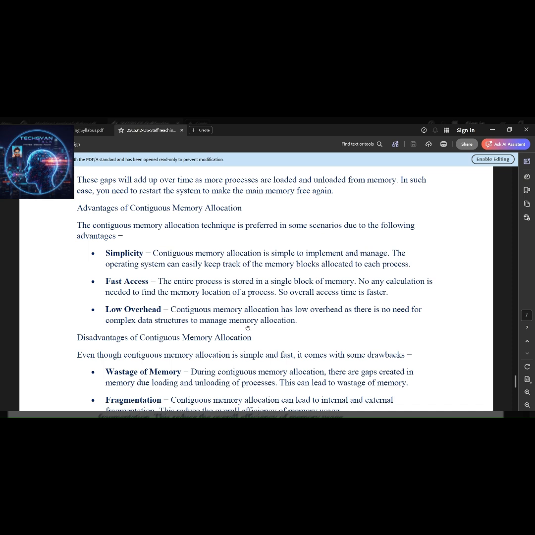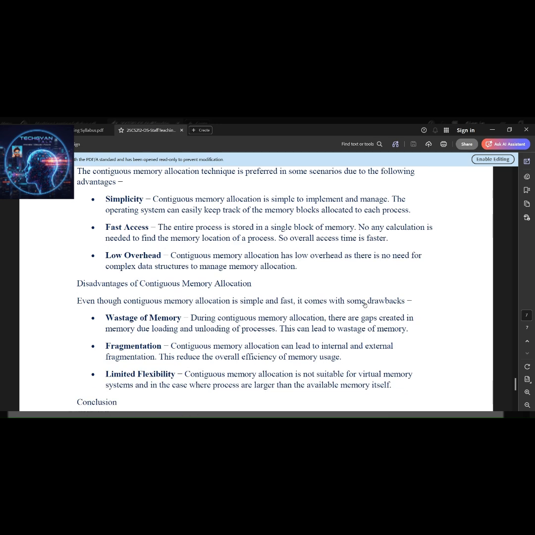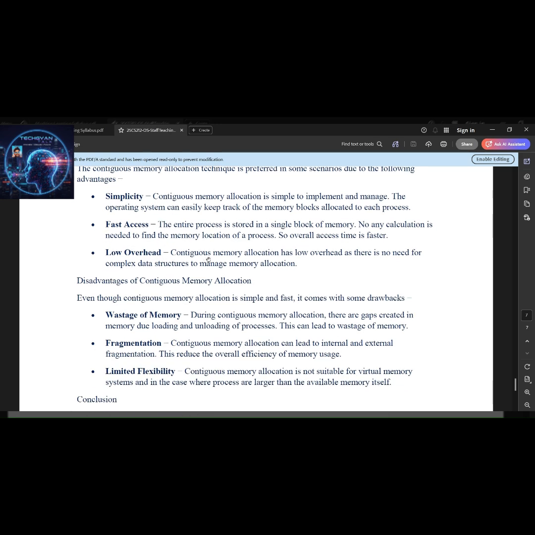The advantages of contiguous memory allocation. The contiguous memory allocation technique is preferred in some scenarios due to the following advantages. Simplicity: contiguous memory allocation is simple to implement and manage. The operating system can easily keep track of the memory blocks allocated to each process. Fast access: the entire process is stored in a single block of memory, so no calculations are needed to find the memory location of a process. So overall access time is faster. Low overhead: contiguous memory allocation has low overhead as there is no need for complex data structures to manage memory allocation.